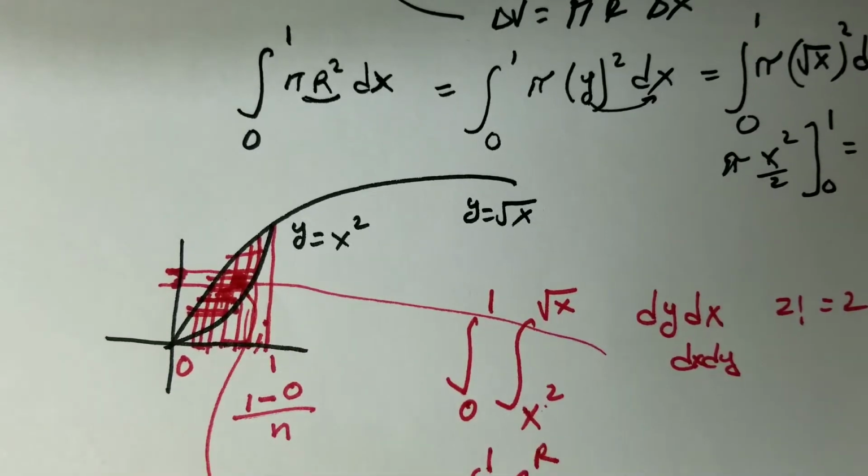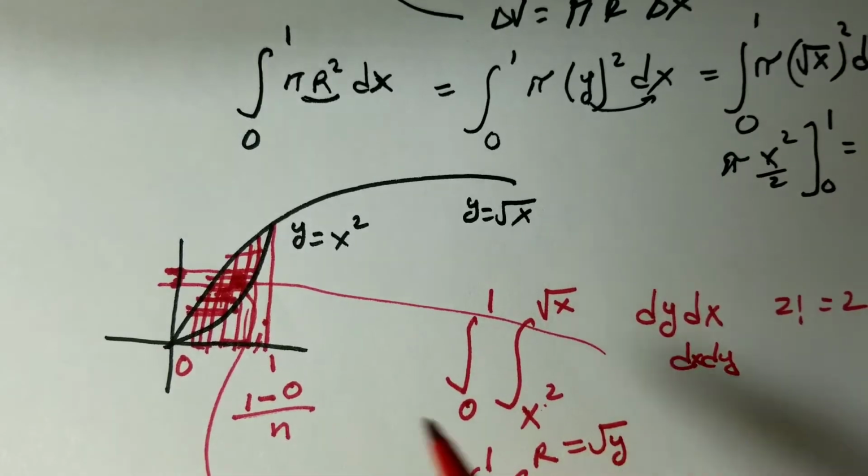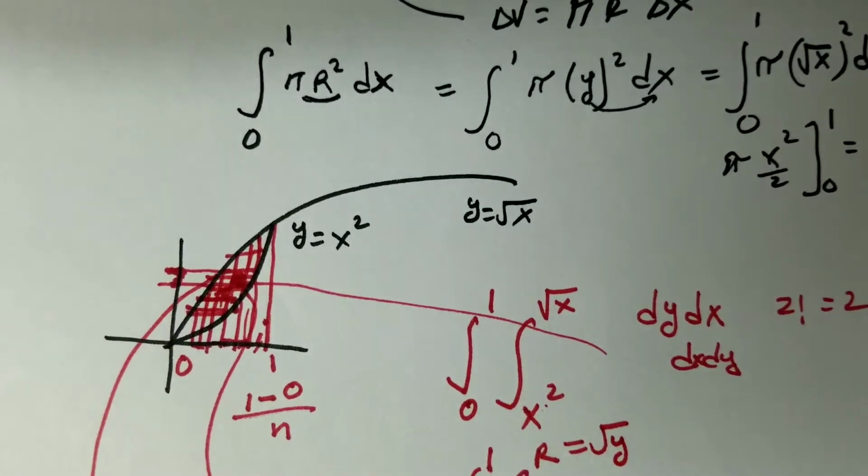And your right is y equal to x squared. For right and left, you have to solve for x in terms of y. And that becomes square root of y. Therefore, that right is the square root of y. And the left is y equal to square root of x. When you solve for x, that becomes y squared.